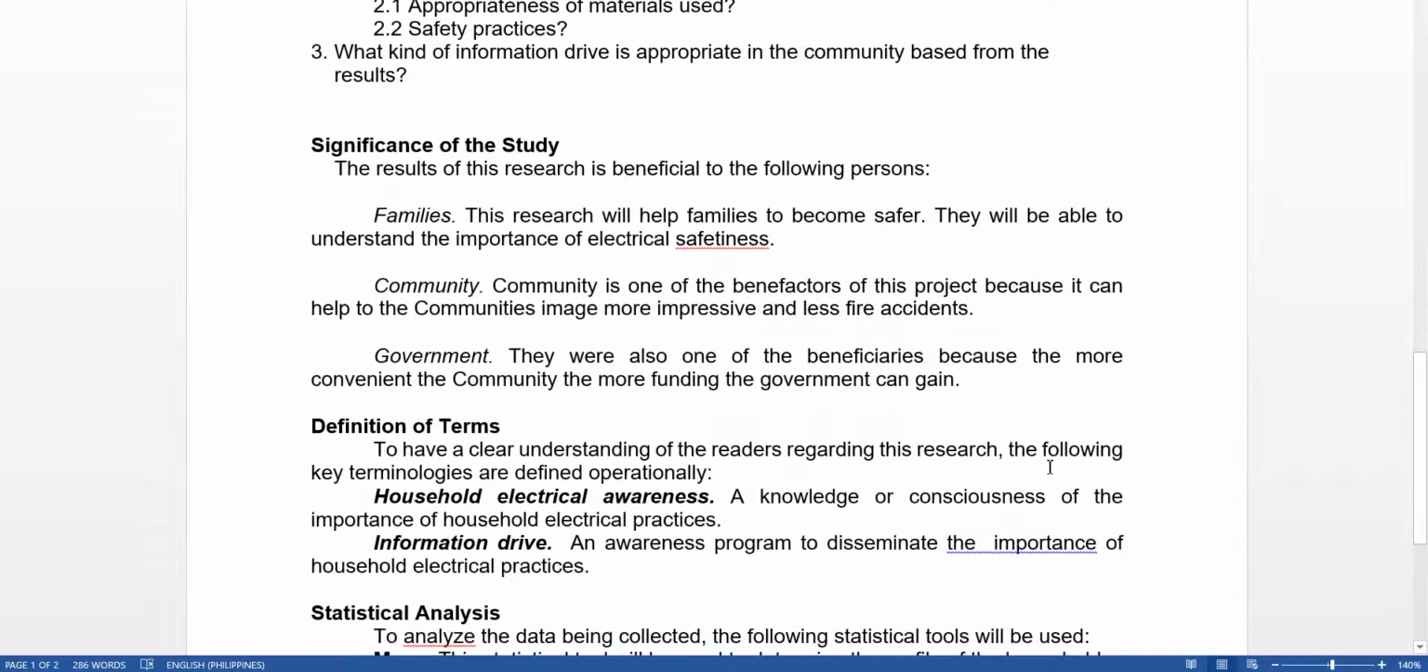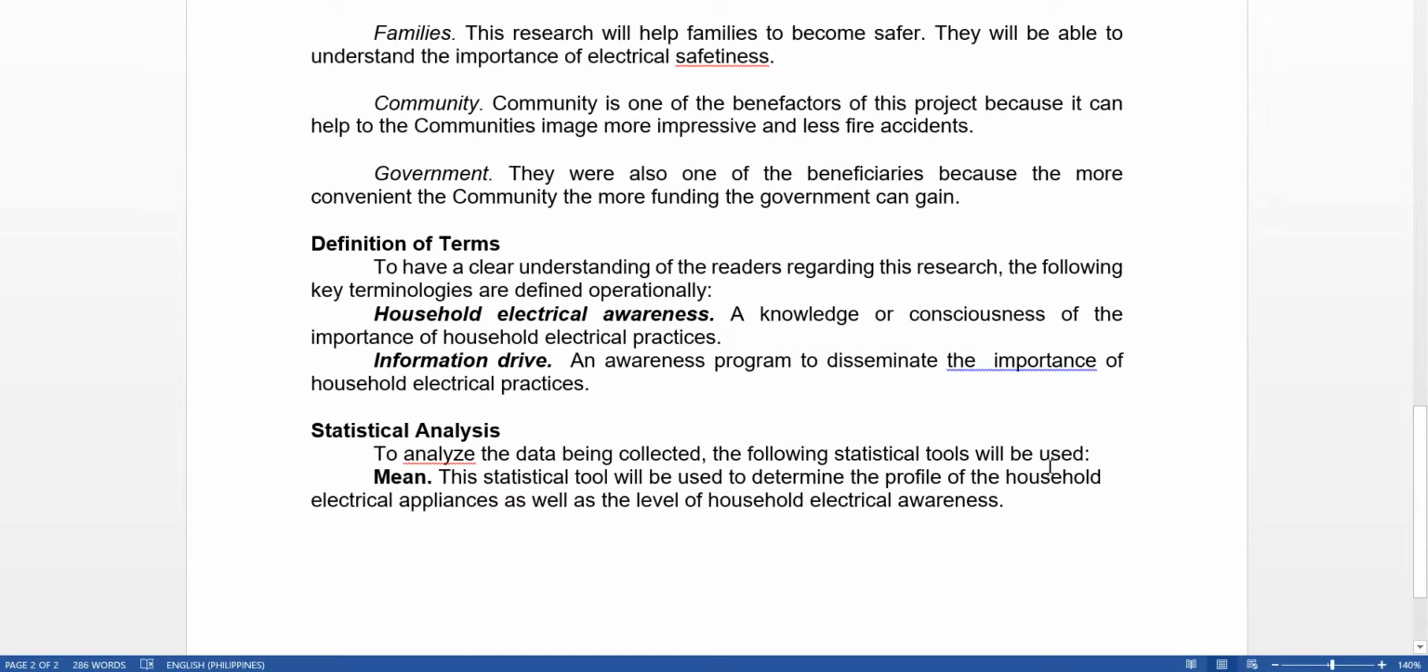Now we have the definition of terms. To have a clear understanding of the readers regarding this research, the following key terminologies are defined operationally. The first one is household electrical awareness. This means a knowledge or consciousness of the importance of the household electrical practices. That's what we call household electrical awareness. And the second one is information drive, which is an awareness program to disseminate the importance of the household electrical practices.